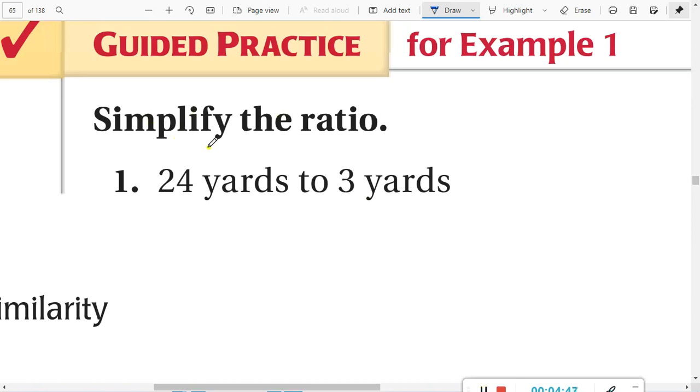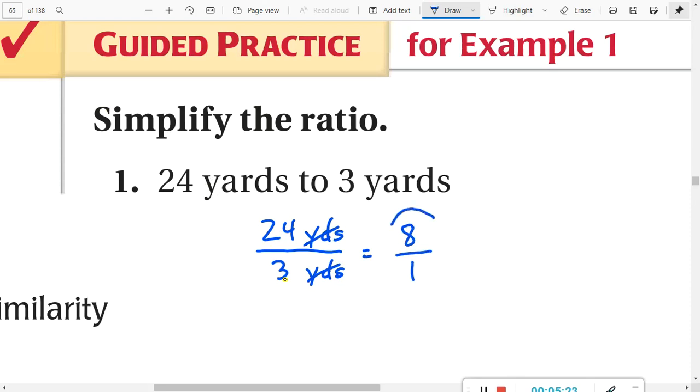Please pause and try guided practice number 1. So we have 24 yards, abbreviated YDS, divided by 3 yards. The units match, so we can cancel yards. And of course, 24 divided by 3 is just 8. But we want it as a ratio. So I'm going to make it 8 over 1. It's still equivalent to 8, but it's in the form of a ratio.